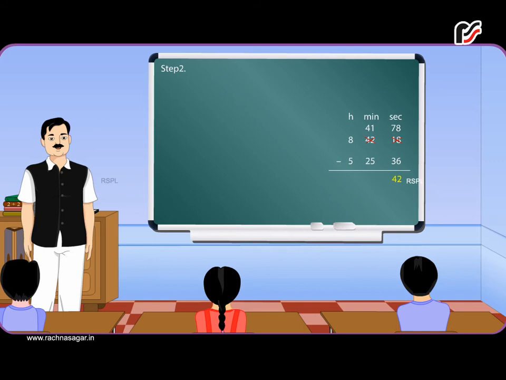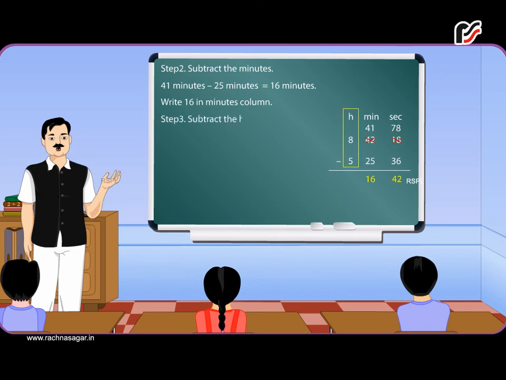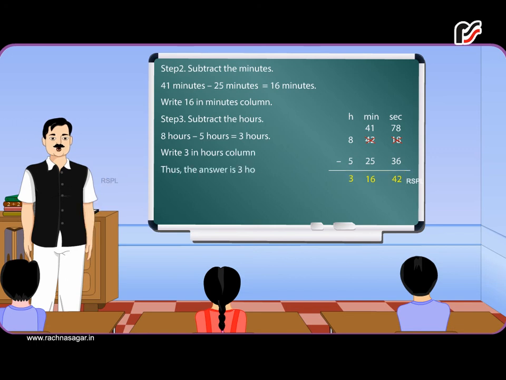Step 2. Subtract the minutes. 41 minutes minus 25 minutes equals 16 minutes. Write 16 in minutes column. Step 3. Subtract the hours. 8 hours minus 5 hours equals 3 hours. Write 3 in hours column. Thus, the answer is 3 hours 16 minutes 42 seconds.